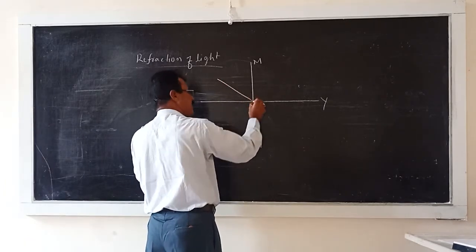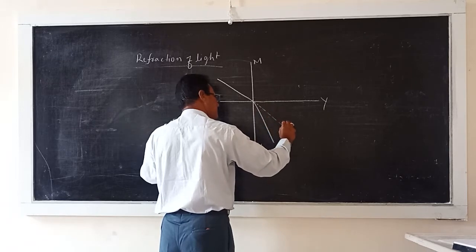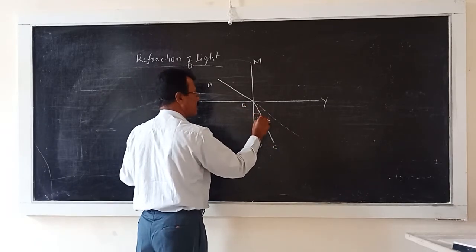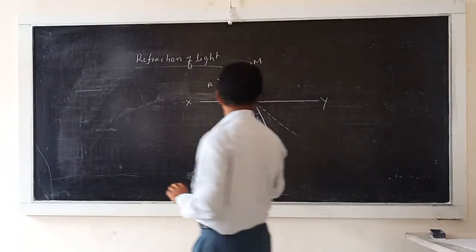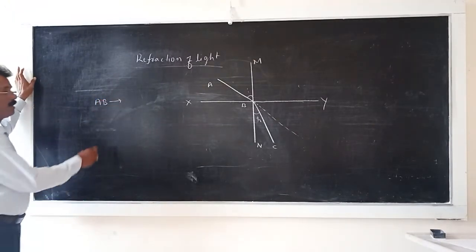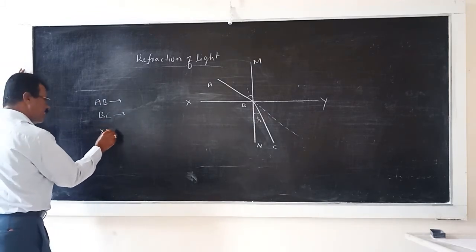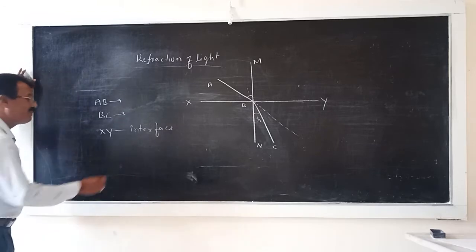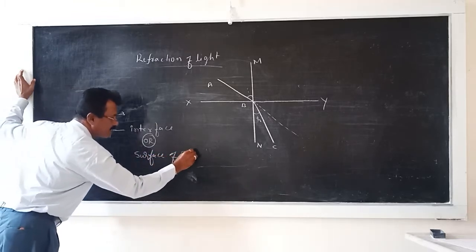AB is the incident ray, and BC is the refracted ray. Here MN is the normal. ABM is the angle of incidence and NBC is the angle of refraction. XY is the interface or surface of separation.